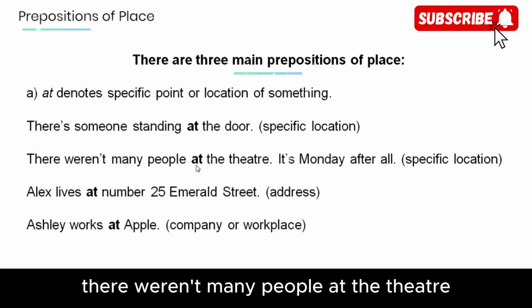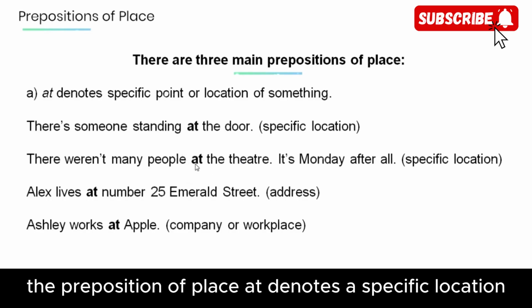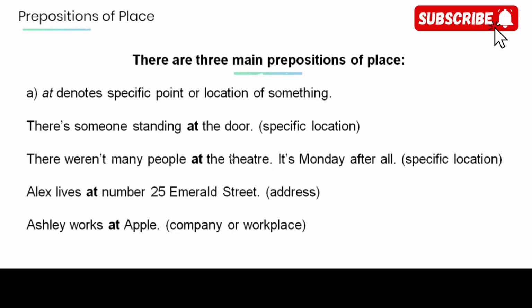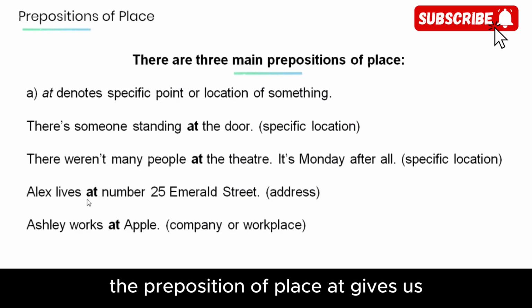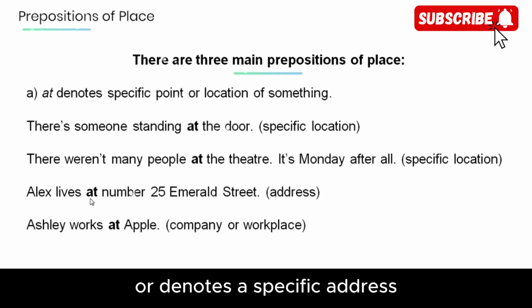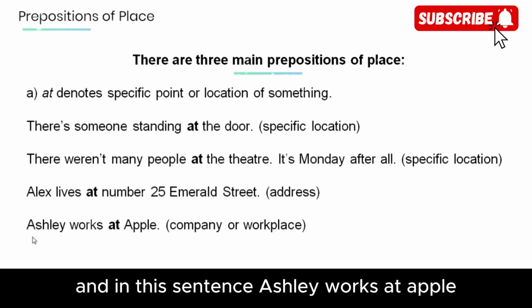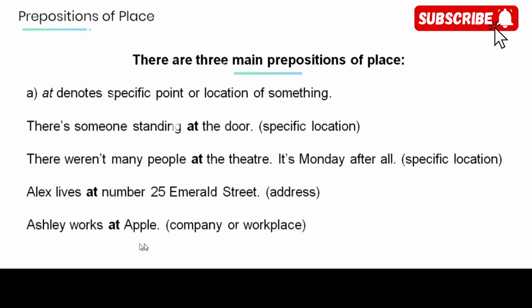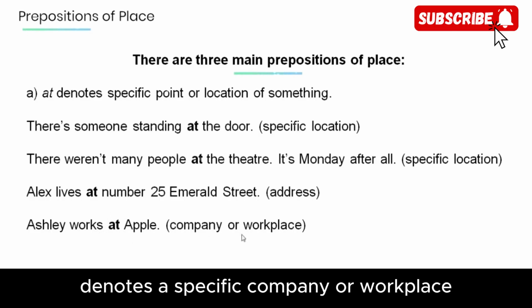There weren't many people at the theater. It's Monday after all. Again, the preposition of place at denotes a specific location, the theater. And in the sentence, Alex lives at number 25 Emerald Street. The preposition of place at denotes a specific address. And in this sentence, Ashley works at Apple. The preposition of place at denotes a specific company or workplace.